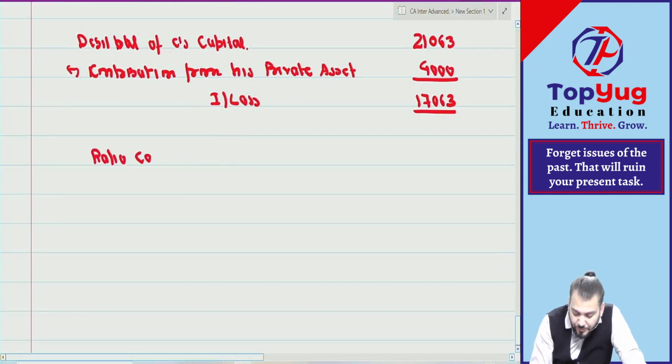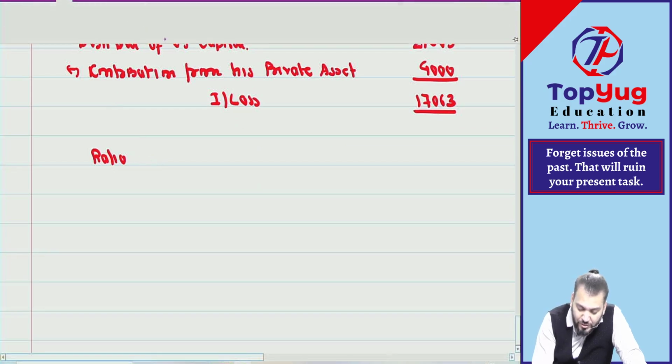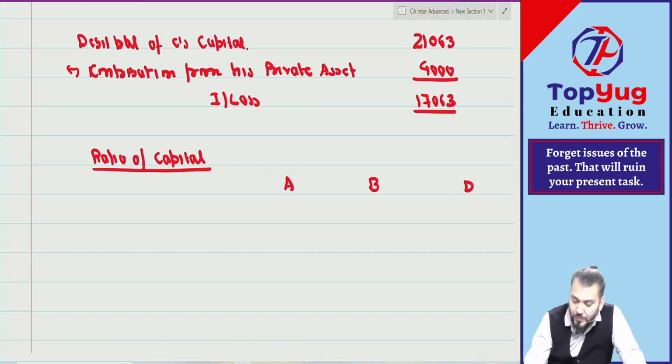This insolvency loss will be distributed in the ratio of capital as per Garner versus Murray. Because it is fluctuating capital, we need to find out the ratio of capital on the date of dissolution. So how many partners are there? A, B and D.